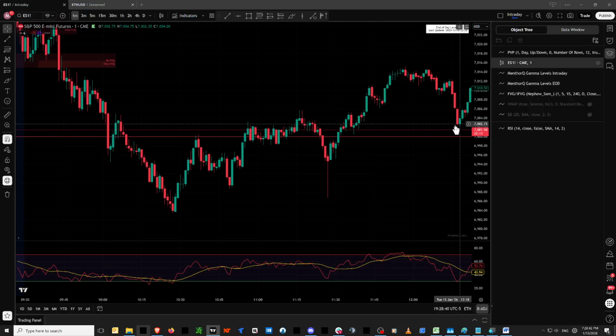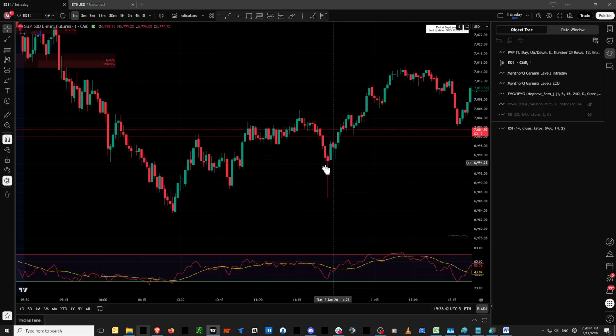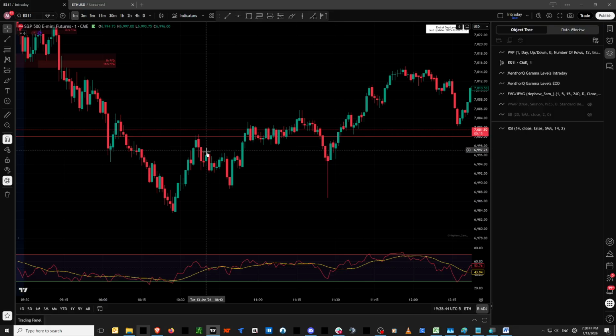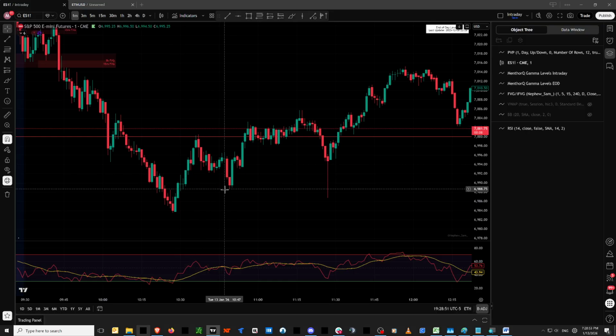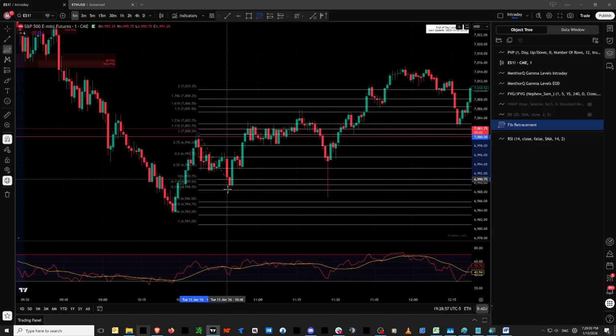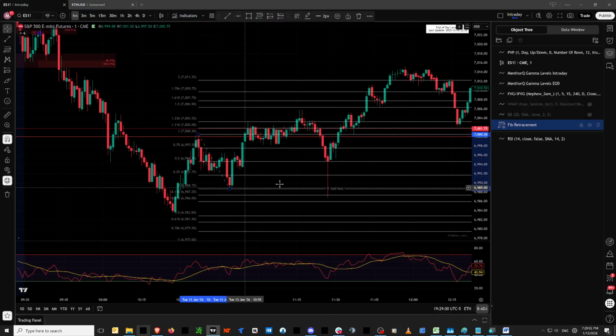Now, I want to point out this little range right here. This high took out a bunch of highs. This low took out quite a few little lows. Let's see what happens. I don't know. I haven't looked at it. There.